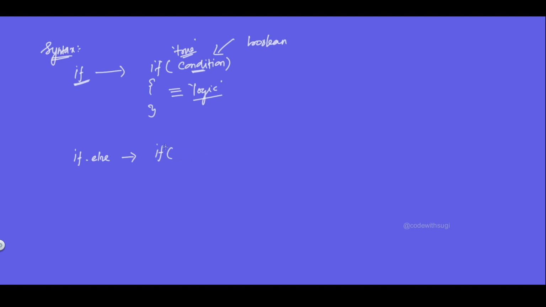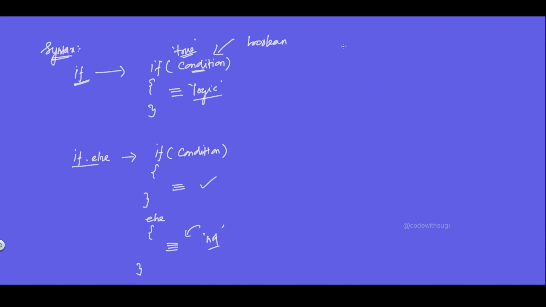The syntax will be: if, then you have to write the condition, then open and close braces for the if condition. Here you will have a logic. Then next we have to write else. Then for the else block you will have open and close curly brackets, and you have to write the logic here. If the condition is satisfied, then you can execute this. If the condition is not satisfied, then you have to execute this line of code. That's what this if else is going to do.